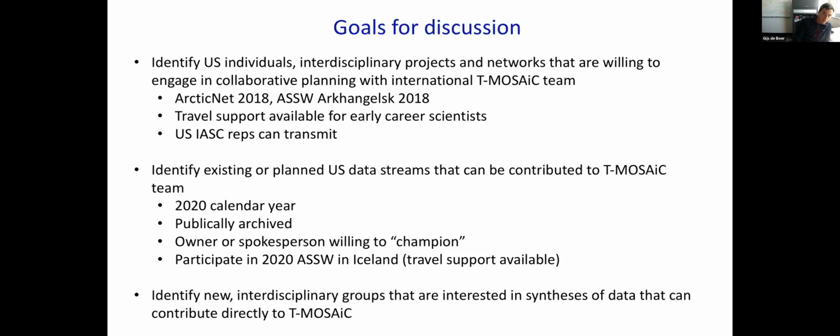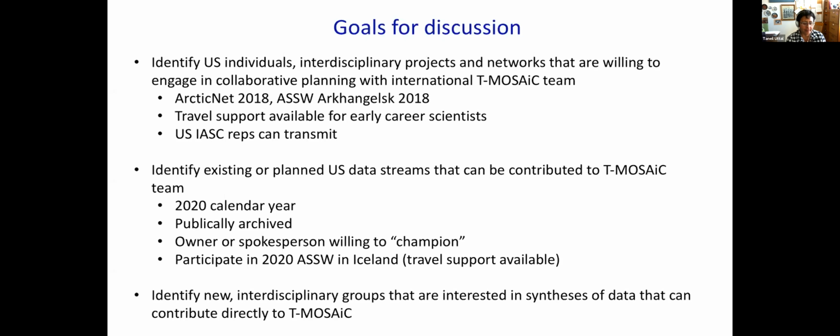So Michelle, I'll say that certainly our site science team, which is funded by the Department of Energy and which uses and tries to be a spokesperson for the data coming from Barrow and Atqasuk, Oliktok Point, we'd be very interested in engaging with you to figure out how we can support T-MOSAIC.